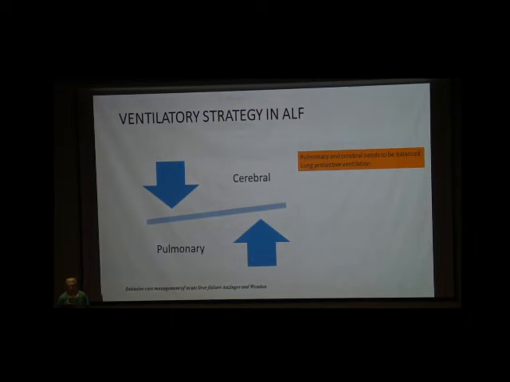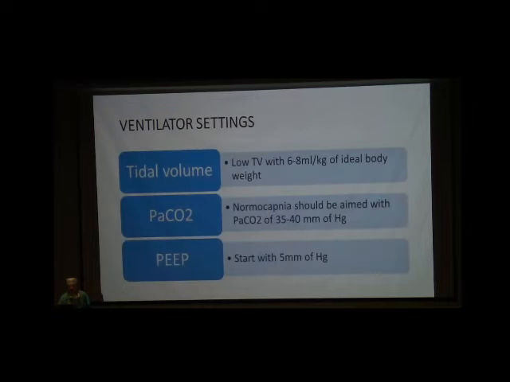The ventilatory strategy in ALF should be aimed at providing a balance between pulmonary and cerebral needs. Most of the literature recommends lung protective ventilation in this kind of patient. To start with, a low tidal volume of 6 to 8 ml per kg of ideal body weight should be started. Normocapnia should be maintained, and the PaCO2 should be aimed at a level of 35 to 40 millimeters of mercury, and a PEEP of 5 should be started at the onset.